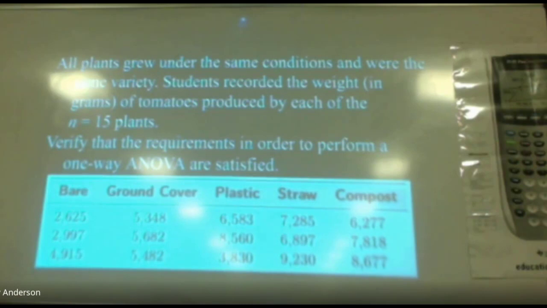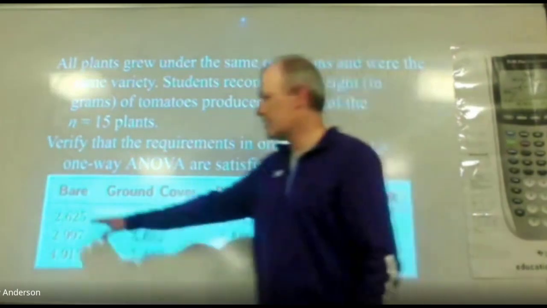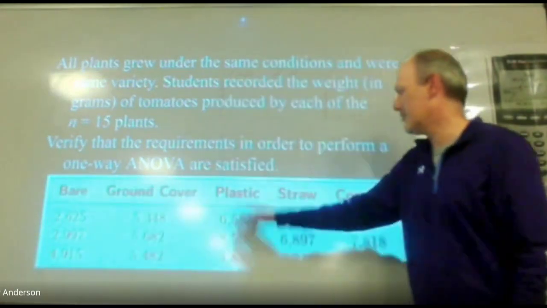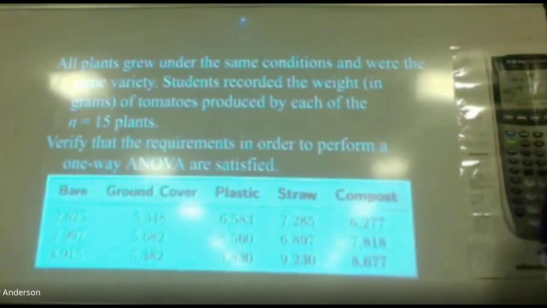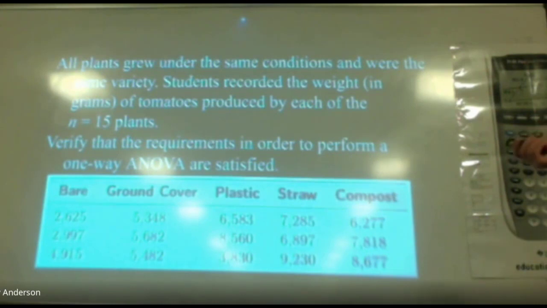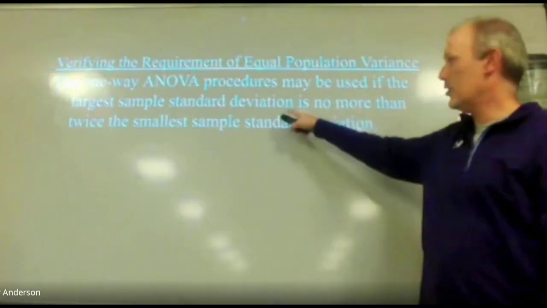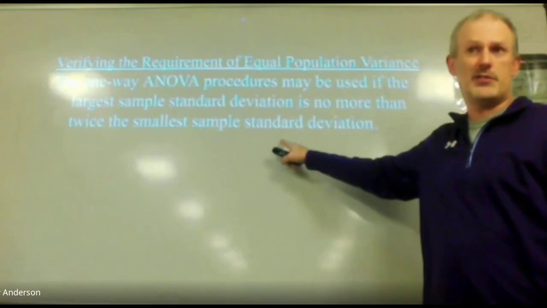So there were 15 plants total. And again, this is the sample for the bare ones, because they had 3 that were bare, 3 with ground cover, 3 for plastic, 3 for straw, 3 for compost. So they're giving us the information. And the first thing that we have to do is verify the requirements in order to perform the one-way ANOVA are satisfied. And that one requirement that we're going to look at is the standard deviation of the largest one being no more than twice the standard deviation of the smallest one.